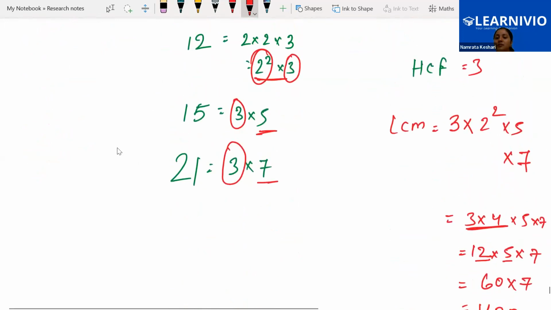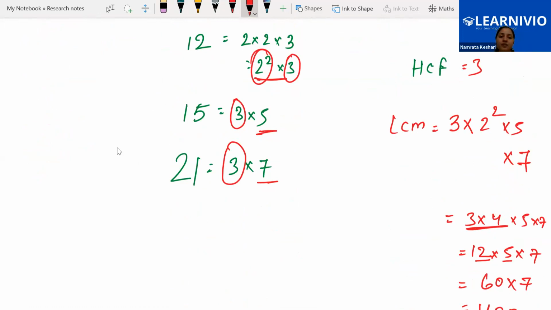Ma'am, you wrote 3 as 3 cube. That's why I was getting that answer. Okay, it will not be 3 cube. Can you see it? When we are finding the LCM, first we have to write the common part.